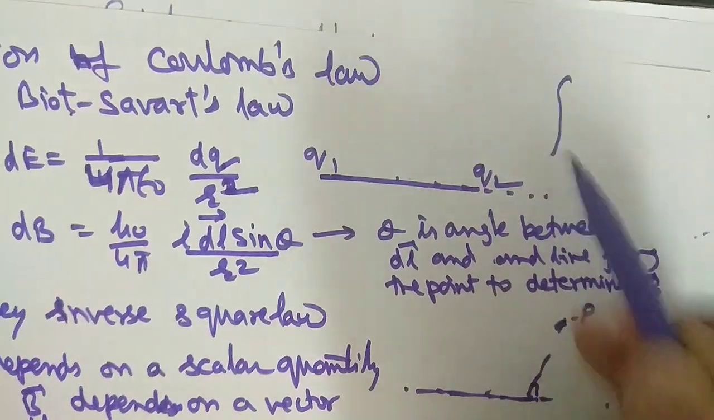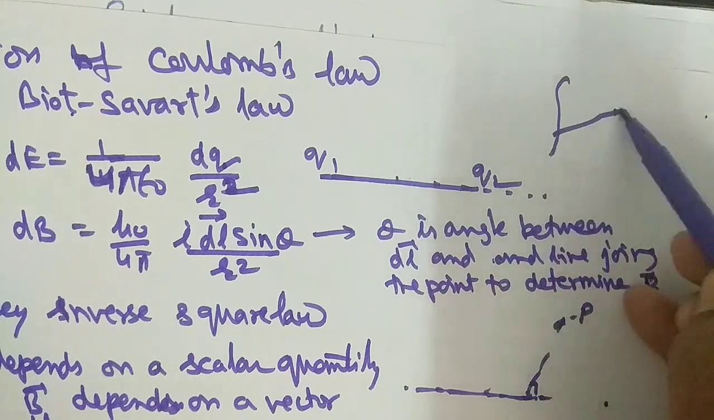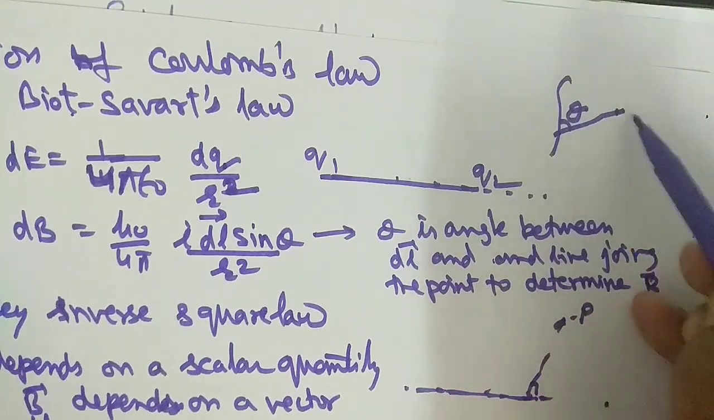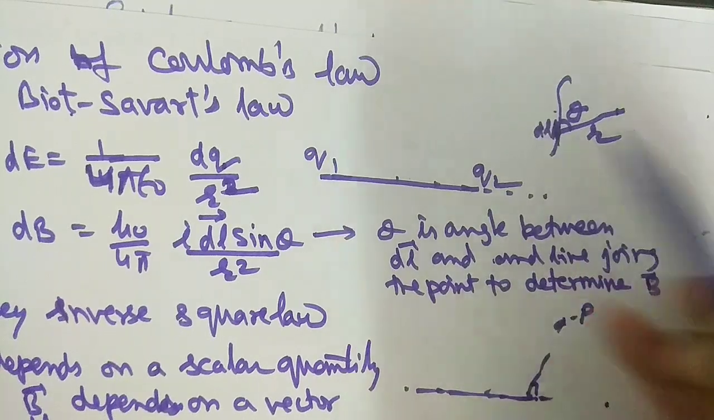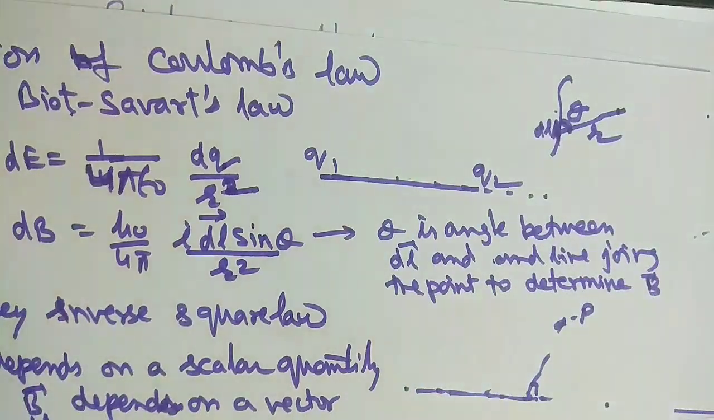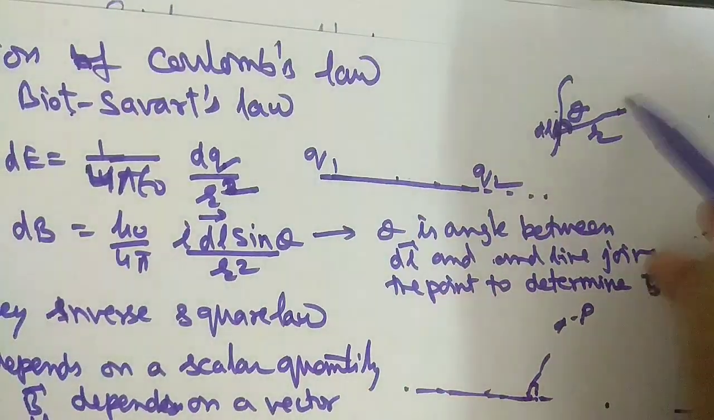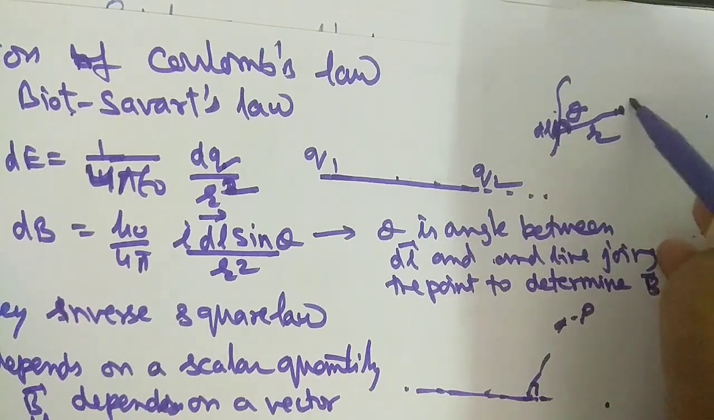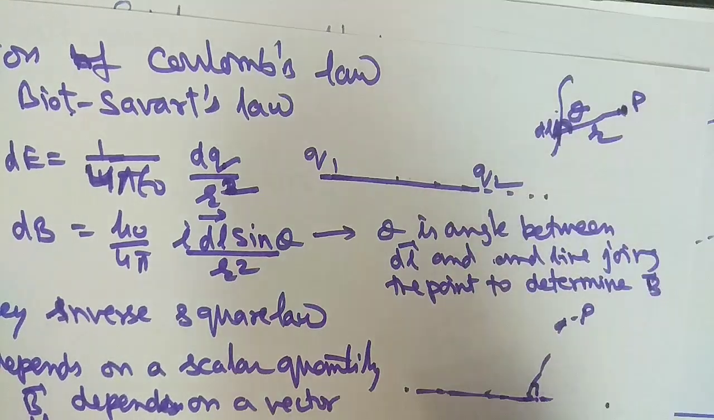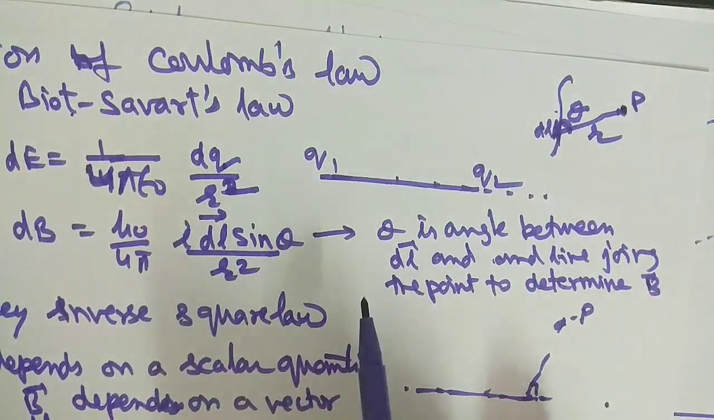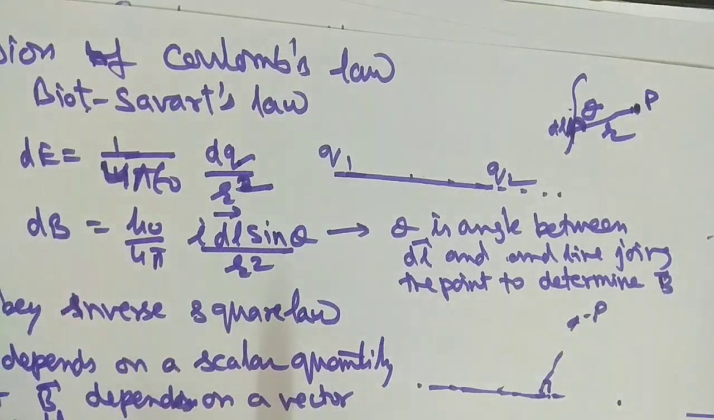Suppose this is the wire, so this angle is theta, this is r. This is dl, so this angle is theta, and this is the point P. So this is the angle between dl and the line joining. So it depends on the angle also. So this is about the Biot-Savart law.